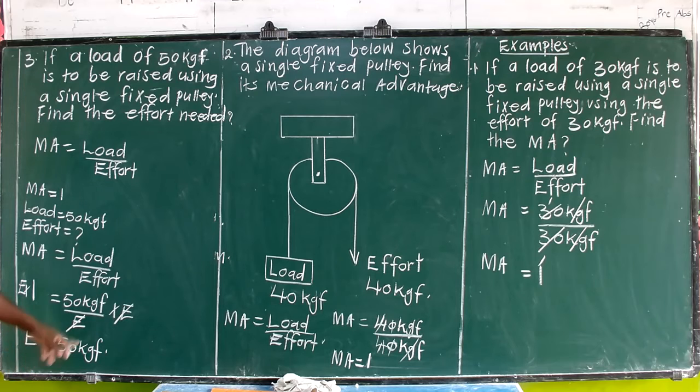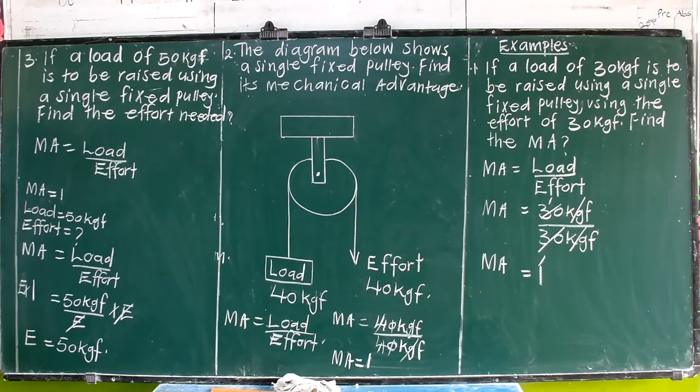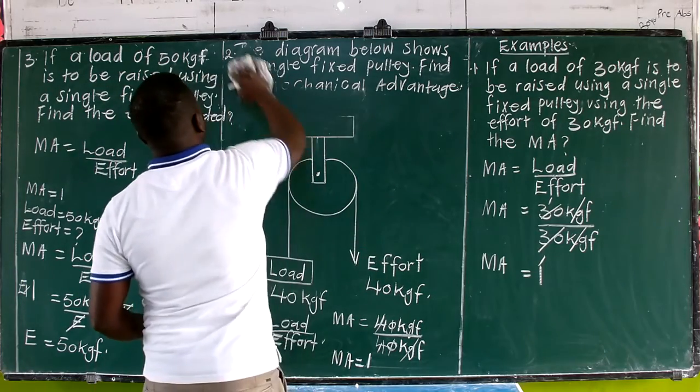So you see that the effort is equal to the load. So this is how we calculate the effort. Remember, you've not been given the mechanical advantage, but you know very well that the mechanical advantage of a single fixed pulley is 1. Once you know that, the rest falls in place. As simple as that. Then maybe the last example before we end.